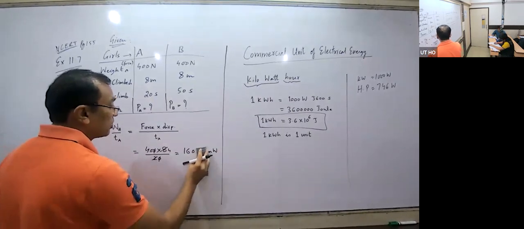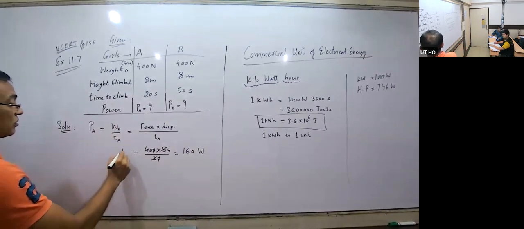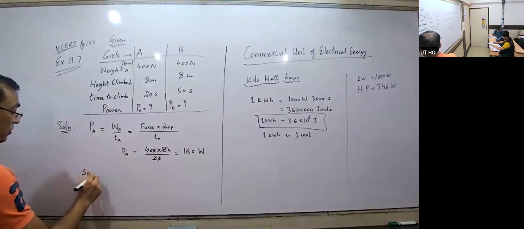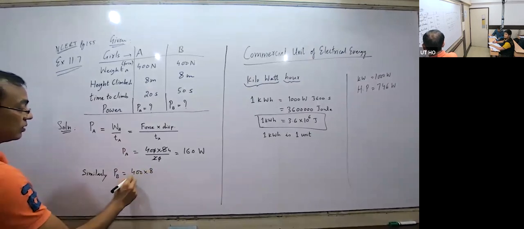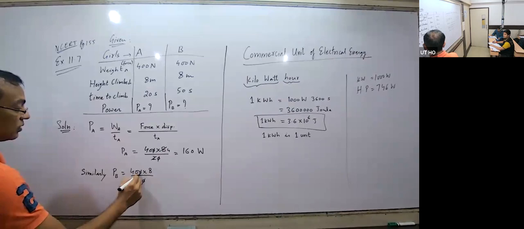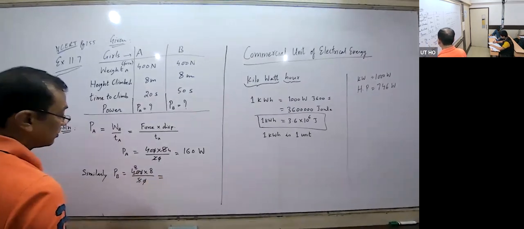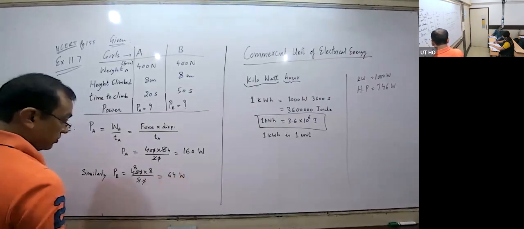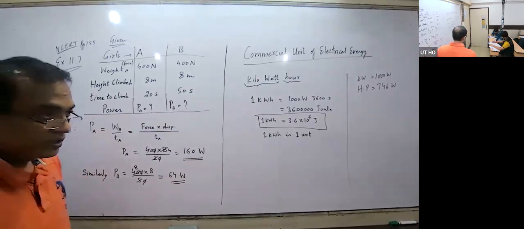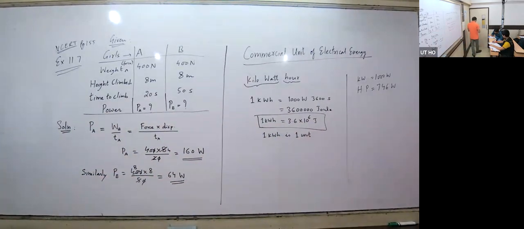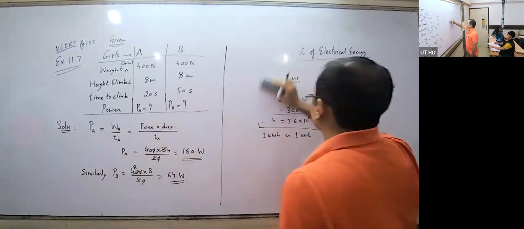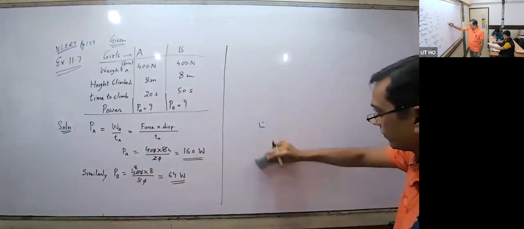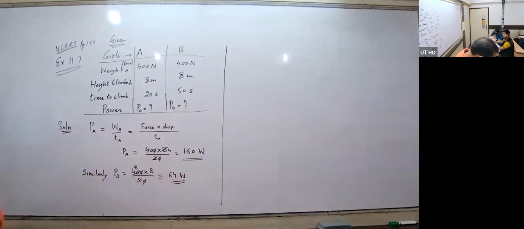Okay, then let's write it. It's power, right? So P is equal to 160. Similarly, PB is calculated. So girl B is less powerful than girl A. Let's look at the next example.